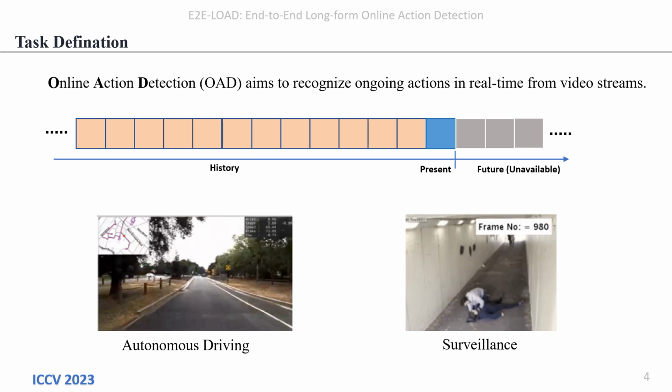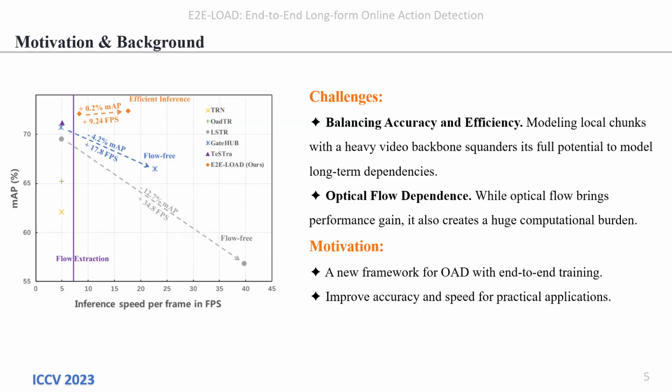Online action detection aims to recognize ongoing actions. When dealing with video streams, we can only access information up to the current moment, and any data from the future is inaccessible. Recently, OAD has emerged as a crucial field in computer vision, owing to its wide range of applications, such as surveillance and autonomous driving. We are facing two main challenges, and let's dive into each of them.